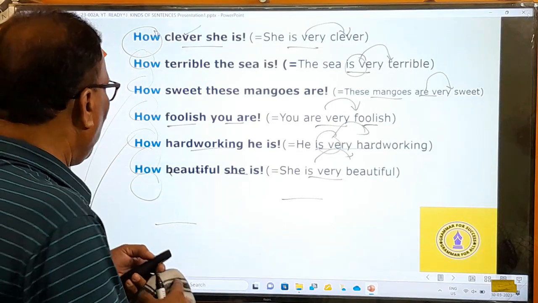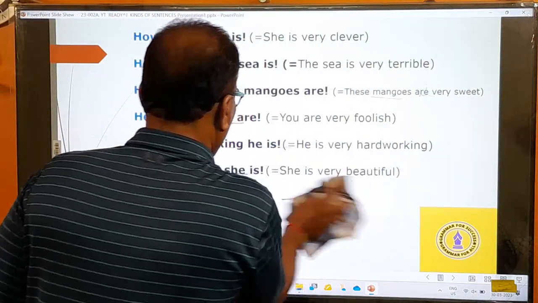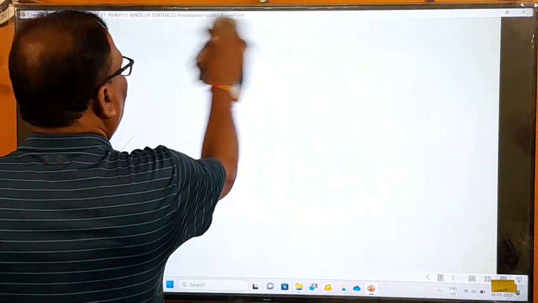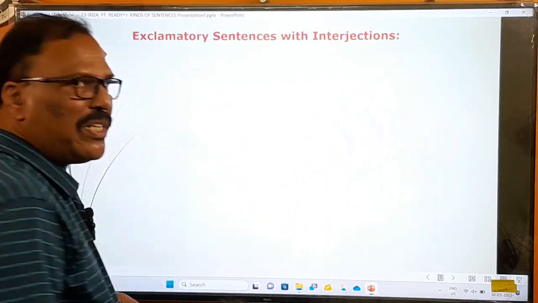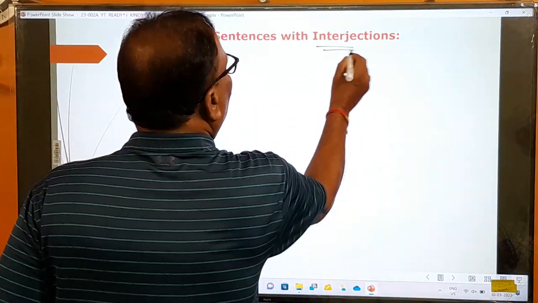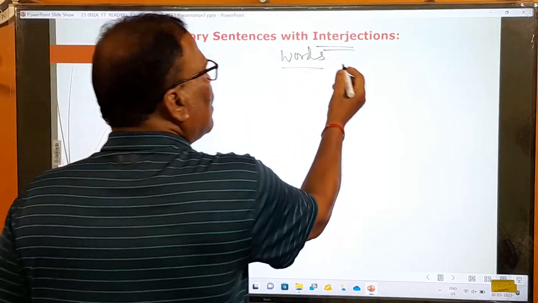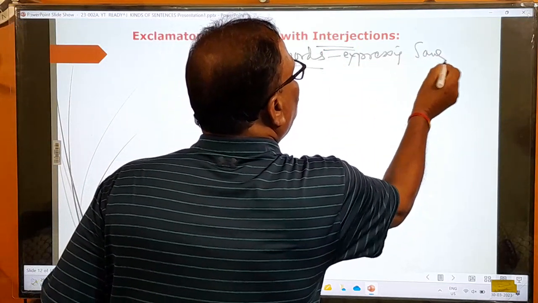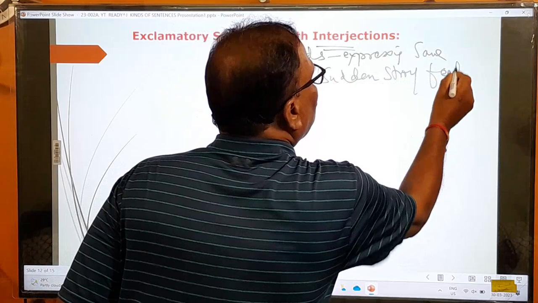Okay, right. And now, please wait for the last item. Last piece. What is that? Exclamatory sentence with interjections. Interjections means words expressing some sudden strong feelings. Interjections means you know very well, words. Exclamatory sentences are sentences. Interjections are words. Words expressing what? Expressing some sudden strong feelings.